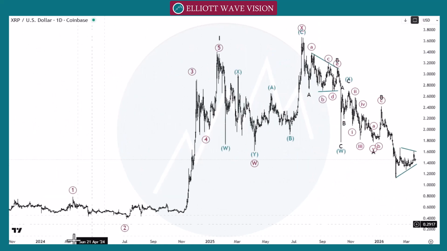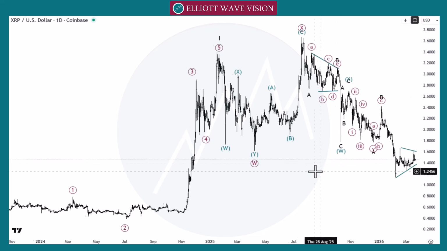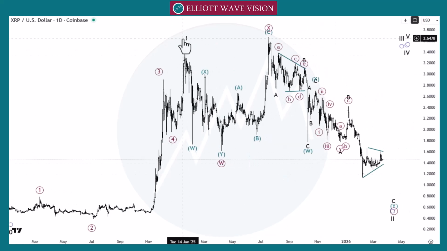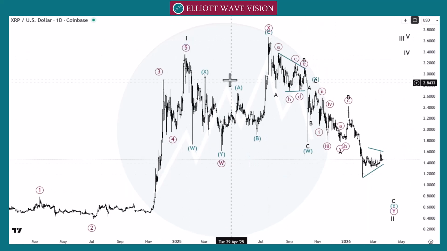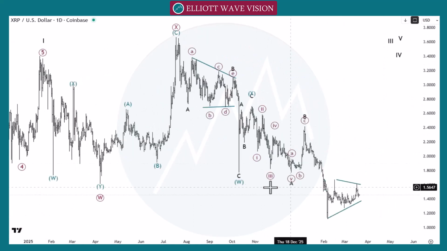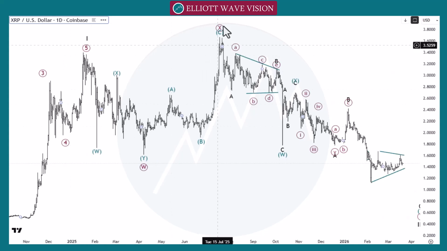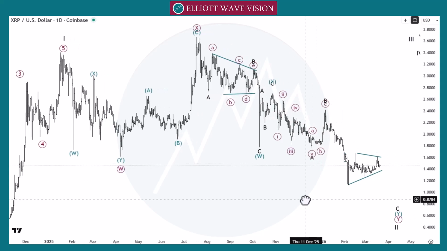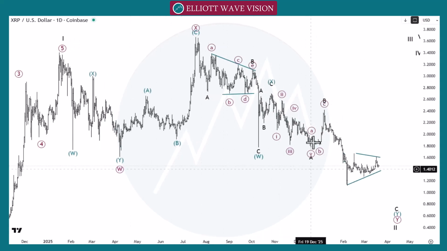So in XRP we count this structure as a wave 1. After this wave 1 we are looking for this move as a wave 2 as a W, X and Y. We can count this move as a B, and C as an ending diagonal or as an impulsive move as a flat pattern. But as of now, this pattern looks more like W, X and then Y.